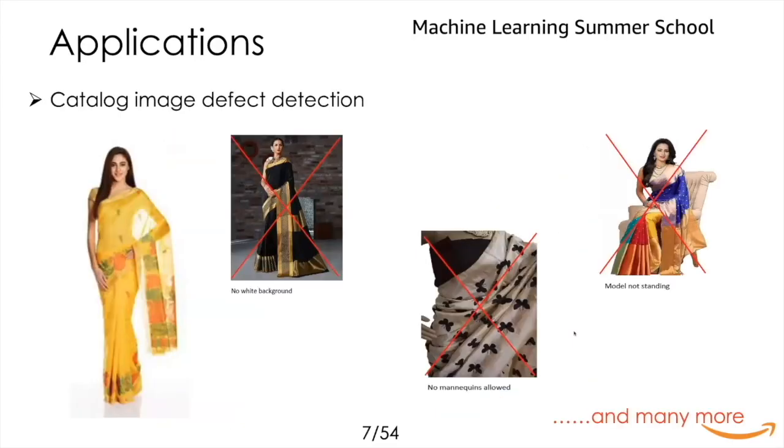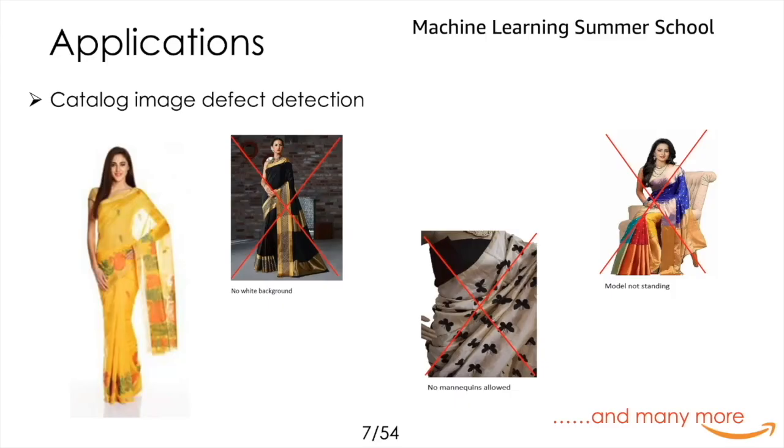And the application that you can see is to detect defects, right? We have a huge catalog of products at Amazon containing billions of images, and there are some guidelines that we expect sellers to follow when uploading these images. So, for example, this is an ideal image. These images are defective images. This image does not have the required white background. This image has a mannequin instead of a real person, and in this image, the model is not standing. So we need to be able to enforce these requirements.